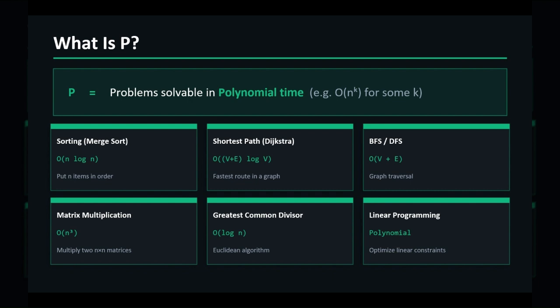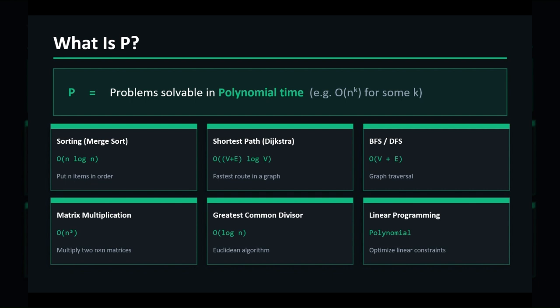Look at examples: sorting, O of n log n; finding the shortest path with Dijkstra's algorithm, also polynomial. Graph traversal, matrix multiplication, finding the greatest common divisor, all polynomial, all in P. P is our comfort zone as engineers. It's all about the shape of growth, not raw speed. If a problem is in P, we can build a system around it. We can scale it. If a problem is not in P, that's where things get interesting.